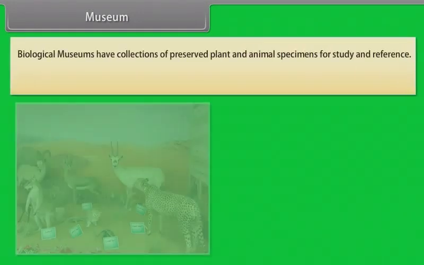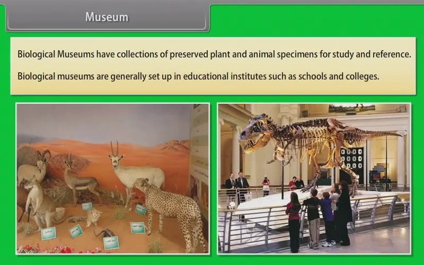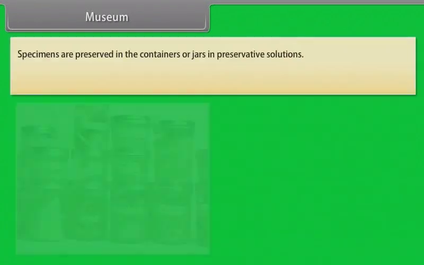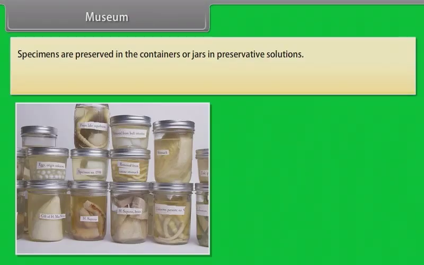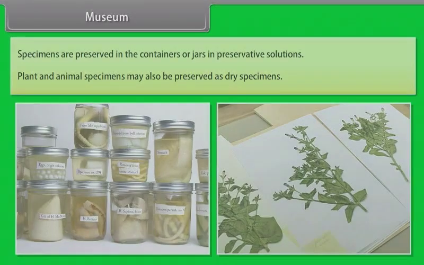Museum: Biological museums have collections of preserved plant and animal specimens for study and reference. Biological museums are generally set up in educational institutes such as schools and colleges. Specimens are preserved in containers or jars in preservative solutions.